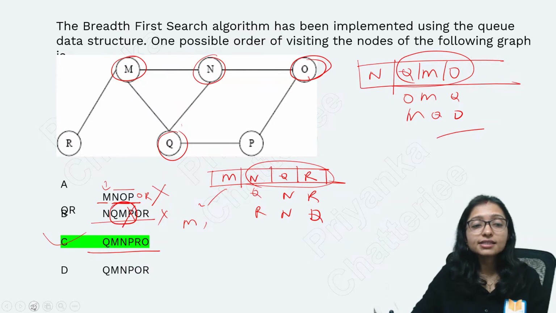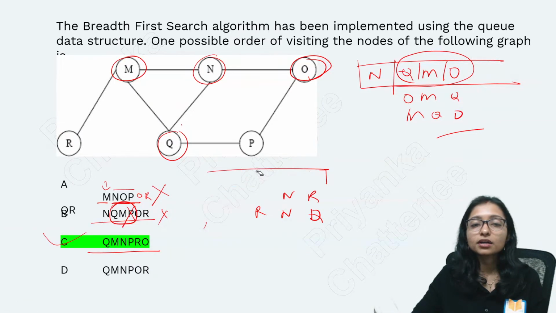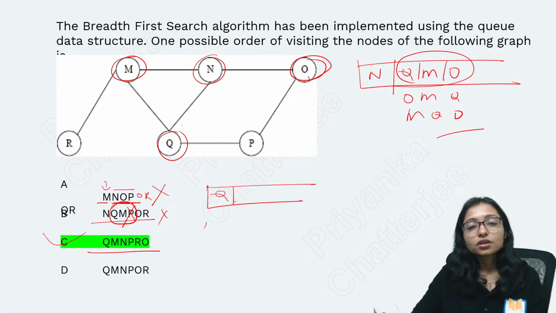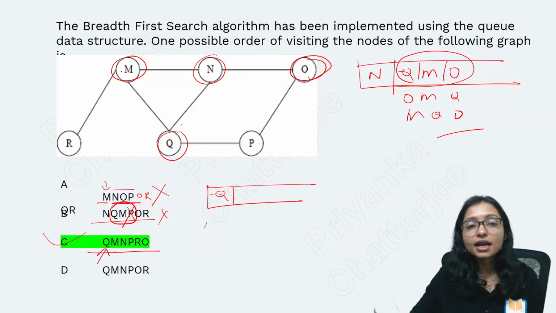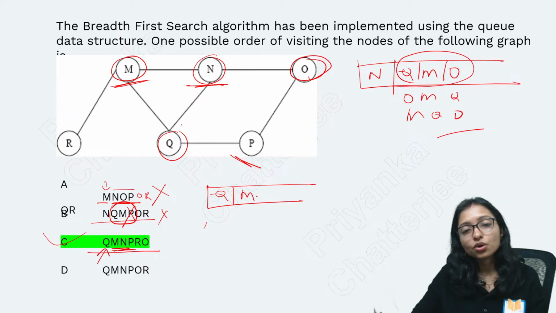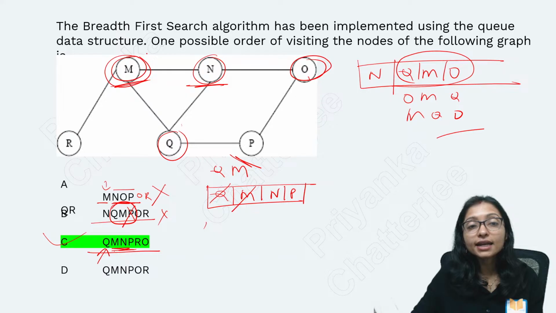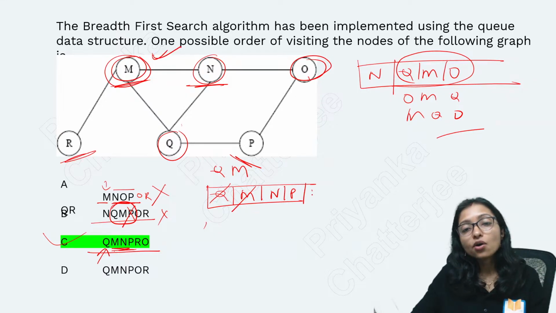Third one, how is it correct, see that. Then your concept will get clear. In the third one, you are starting with Q. Whenever I am starting with Q, after Q I go to those connected with me: M, N and P. So M, N, P. I am taking out Q. After that I am taking out M. Whenever I am taking out M, who is connected with M? R. Now R will be inserted here. Now you are taking out N.